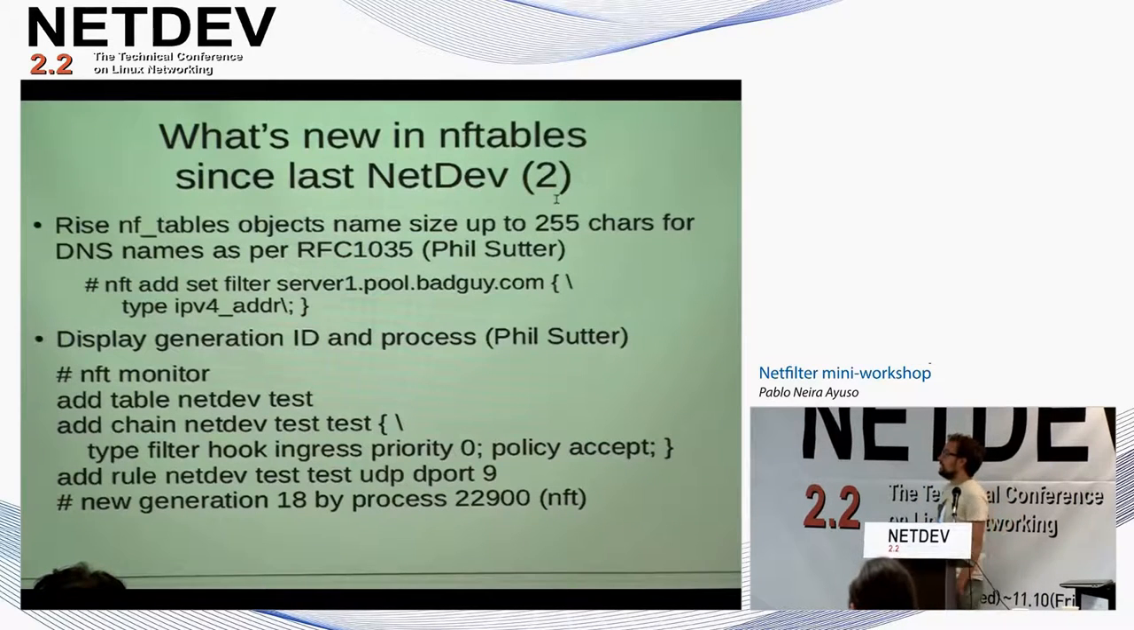What else? Now, we used to have a limit of 32 bytes for all objects that we have in nftables, for tables, chains, and sets, and also for the stateful objects. This is no longer like this. We have extended this to 255. The reason why is that there are users asking to place DNS names in their sets.